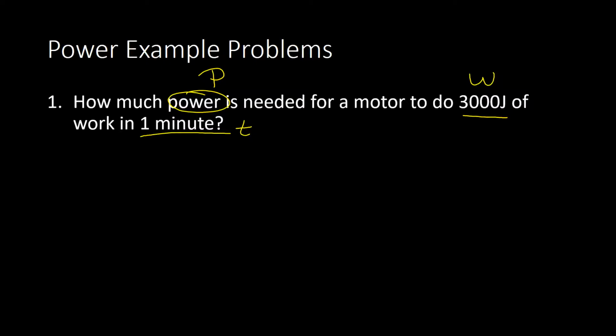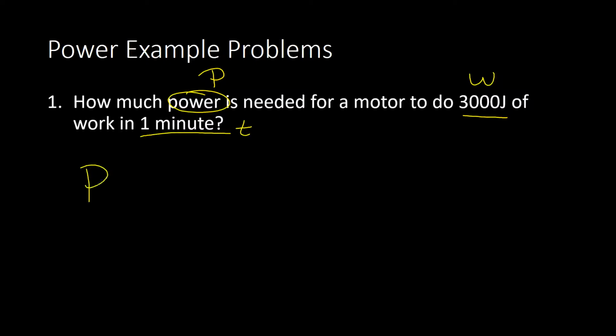So we could say joules divided by minutes, but that's not going to work. We have to have our time be in seconds in order to make this formula work. So we do have to convert our 1 minute, and we should know that 1 minute is 60 seconds. So I'm not going to bother to show that conversion. I'm just going to go ahead and say 60 seconds instead.